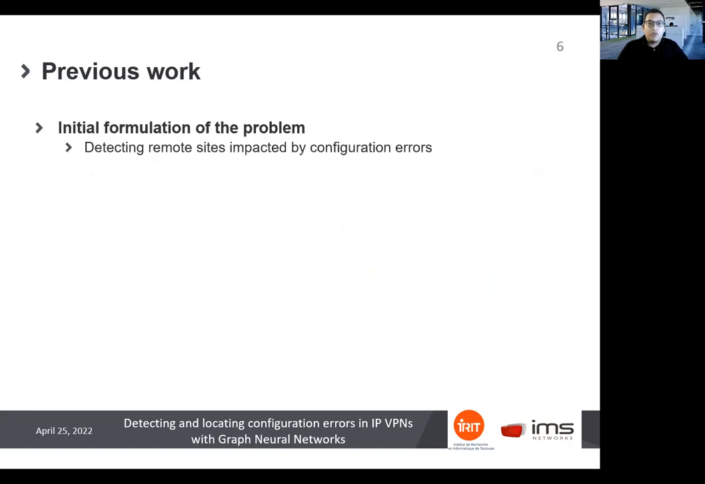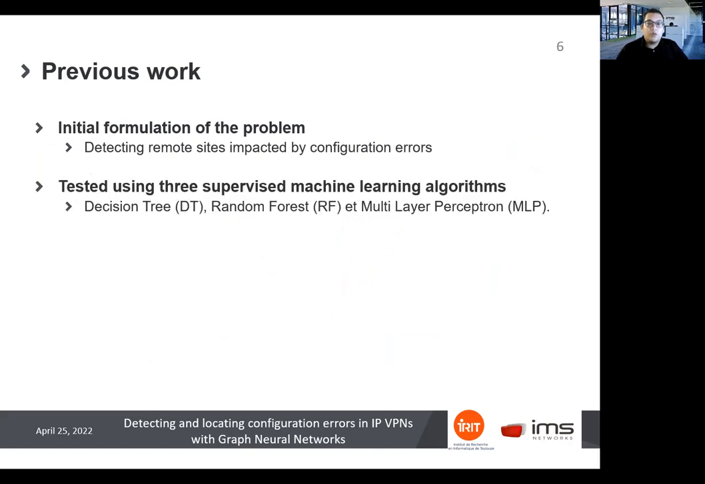In previous work, we proposed to detect reachability issues due to configuration errors. The learning objective was to detect CE routers that will be unreachable if we commit a faulty configuration. We trained our data model with three commonly used machine learning algorithms: decision tree, random forest, and multi-layer perceptron. The results were interesting, particularly with the multi-layer perceptron, but several limitations remain.